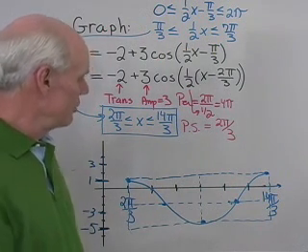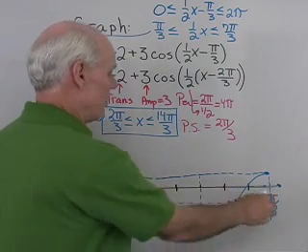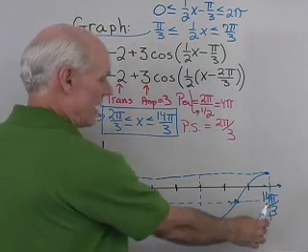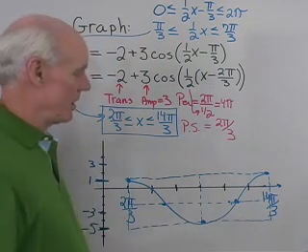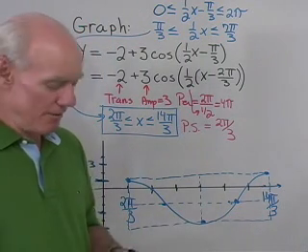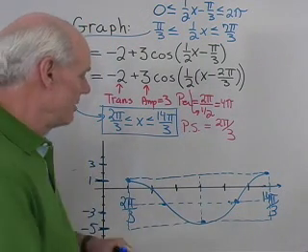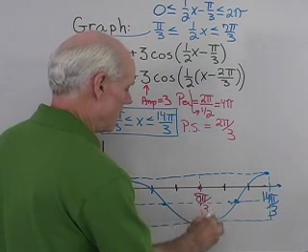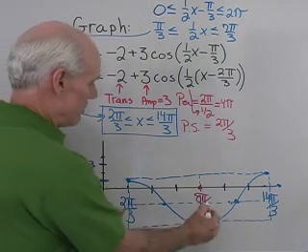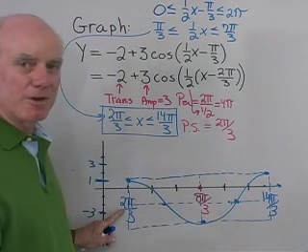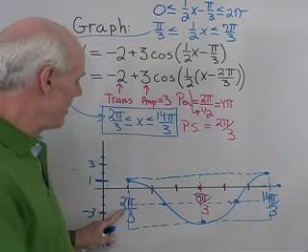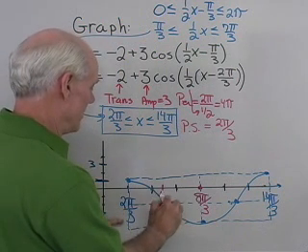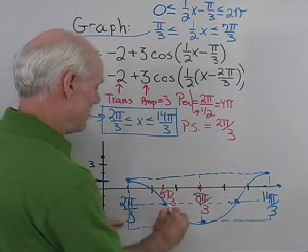And about the only thing left to do would be to label these points on the x-axis. Well, I can average 14 pi over 3 and 2 pi over 3. That's 16 pi over 3. So if I add those two together, this point right here must be 8 pi over 3. 2 pi over 3 plus 8 pi over 3, 10 pi over 3. Half of that's going to be 5 pi over 3. So this point is going to be 5 pi over 3.